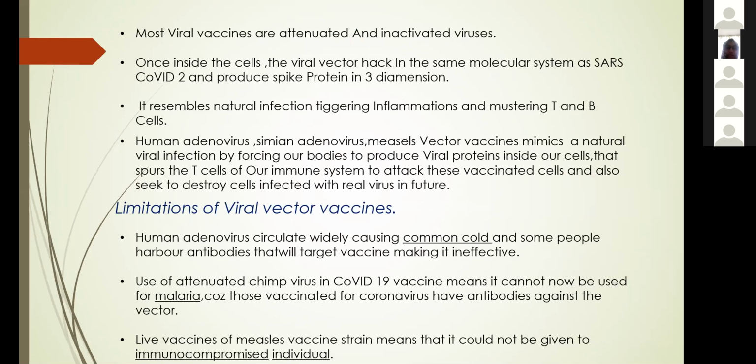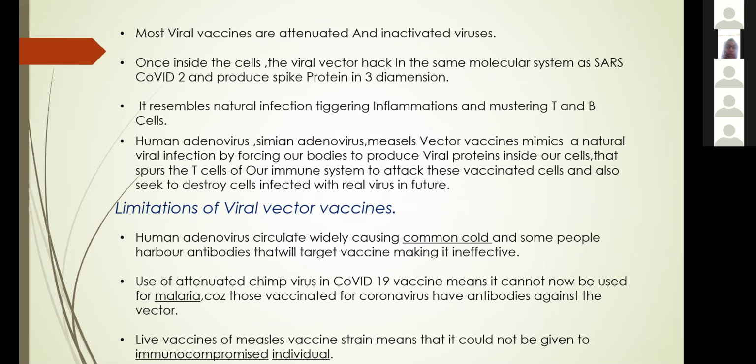Most viral vaccines are attenuated and inactivated viruses. Once inside the cells, the viral vector hacks the same molecular system as SARS-CoV-2 and produces spike protein in 3 dimensions. It resembles natural infection, triggering inflammation and mustering T and B cells.